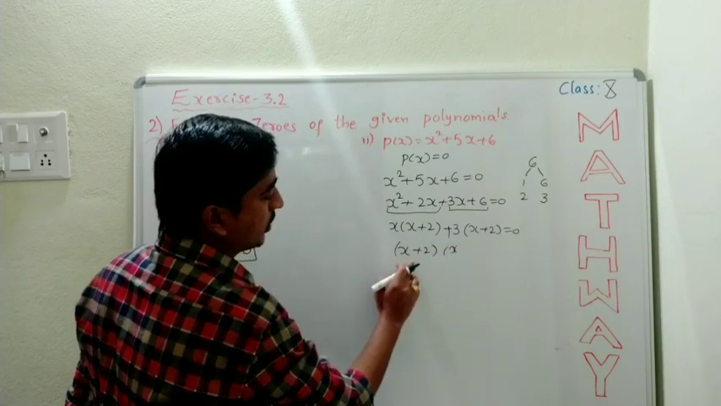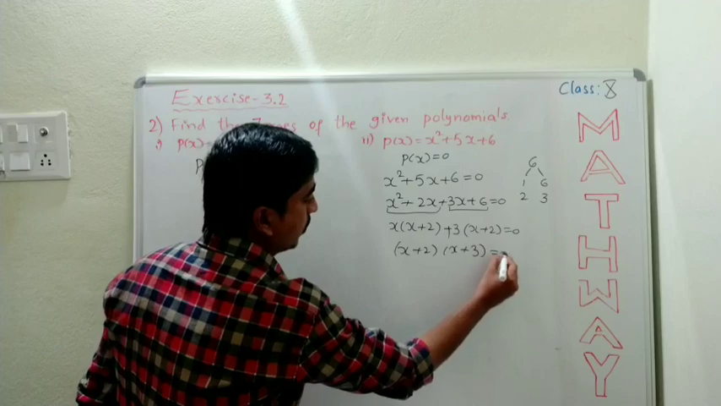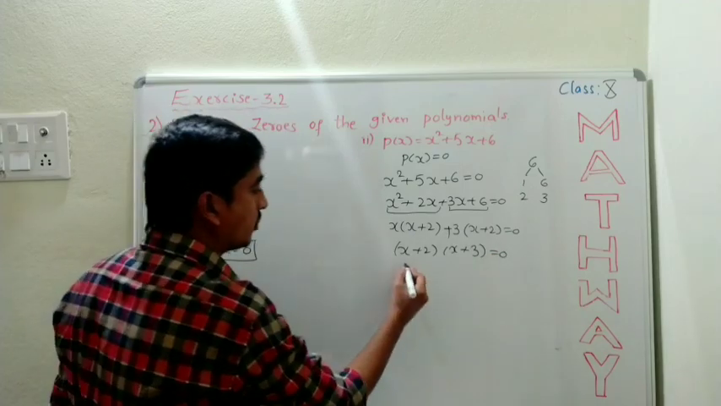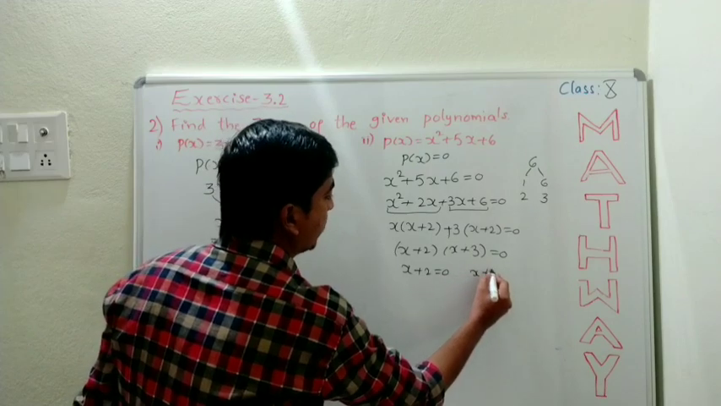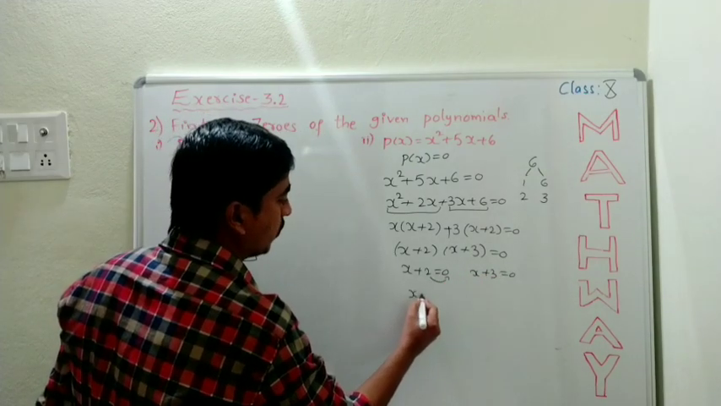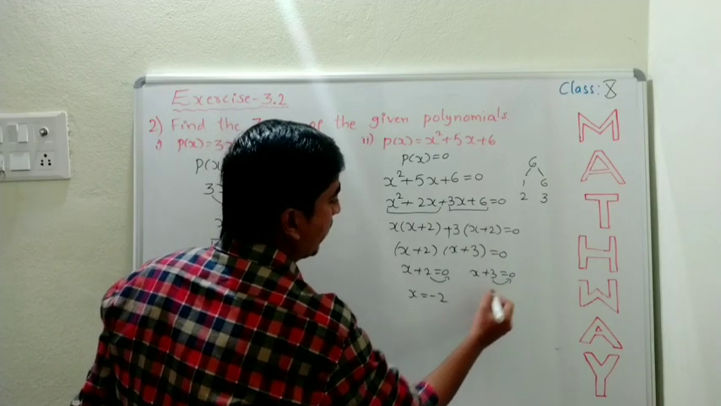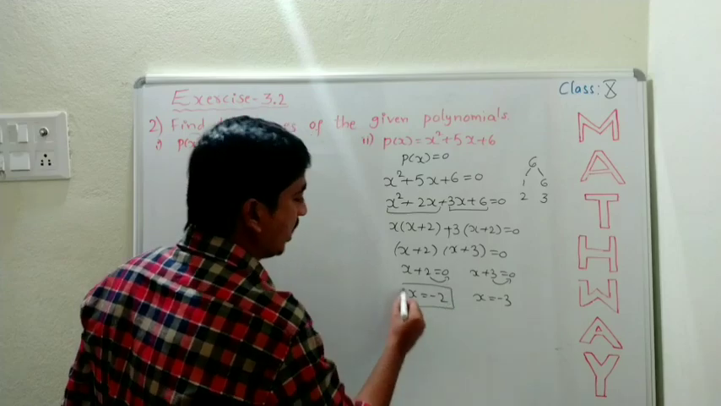So if you take x plus 2 as common, then x plus 3 will be left. x plus 3 equals to 0. Now make both terms equal to 0. So x plus 2 equals to 0 and x plus 3 equals to 0. Then by transposing, we get x equals to minus 2, and also by transposing, we get x equals to minus 3. So these are the zeros of the given polynomial.